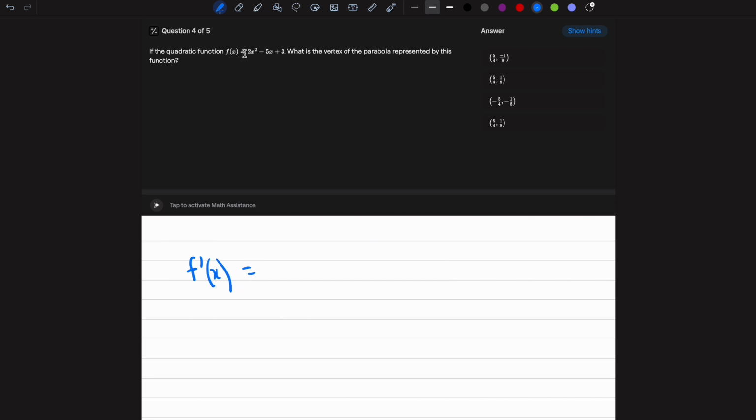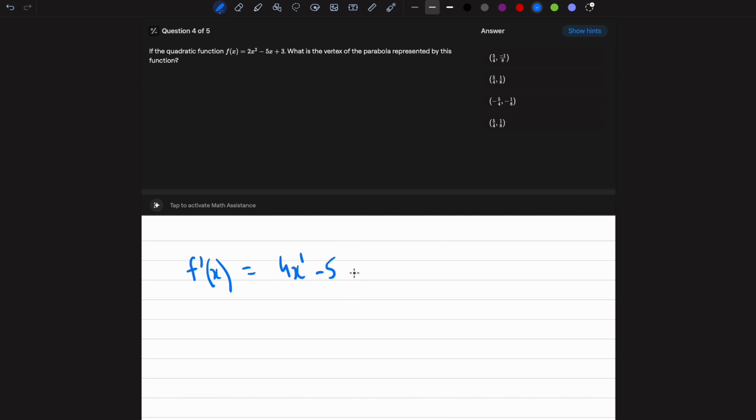So we bring the 2 and multiply it by the coefficient there. So we would have 4 times x to the power 2 minus 1, which is 1. So I have 4x. And then derivative of minus 5x is just minus 5. And the derivative of plus 3 is just 0. So I have 4x minus 5. And this has to be a stationary point, right? Because it's a vertex. That means it's going to be a stationary point.